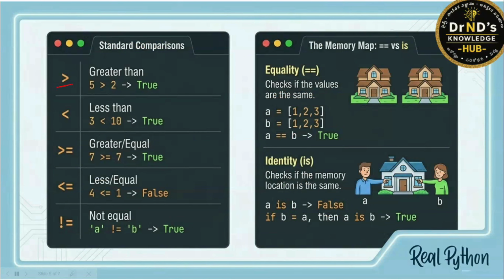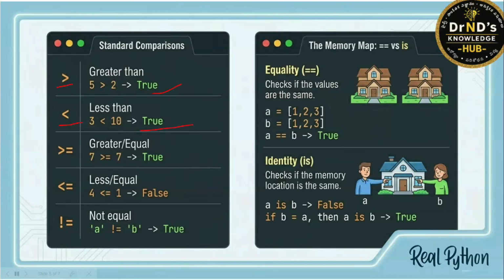5 is greater than 2. If you type 5 greater than symbol 2 and click enter, Python returns true. Let's look at the less than operator. If you type 3 less than 10 and click enter, Python returns true.